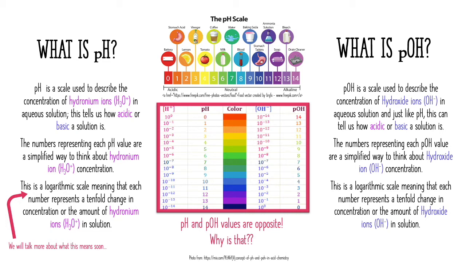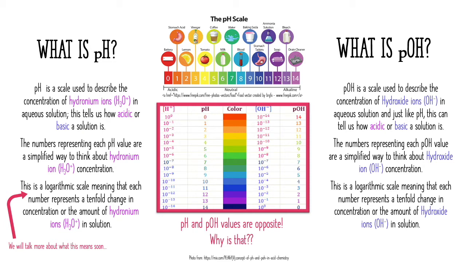pOH is a scale used to describe the concentration of hydroxide ions in aqueous solution, and just like the pH, this can tell us how acidic or basic a solution is. The numbers representing each pOH value are a simplified way to think about hydroxide ion concentration. This is also a logarithmic scale, meaning that each number represents a tenfold change in the concentration or amount of hydroxide ions in solution.